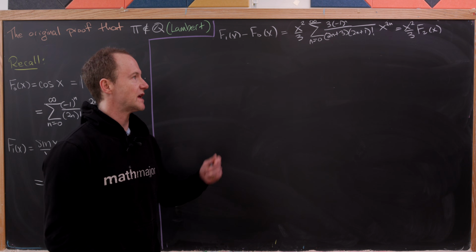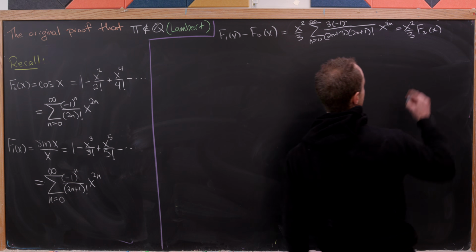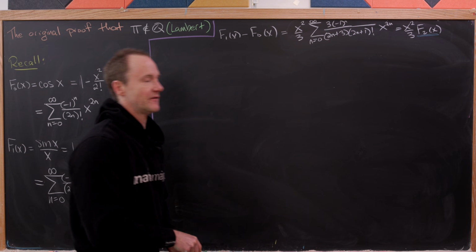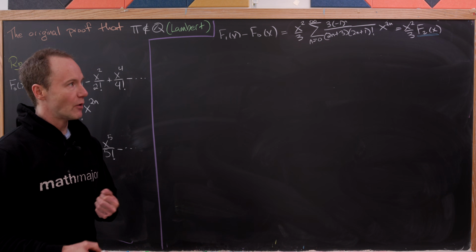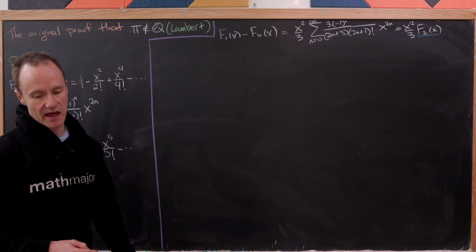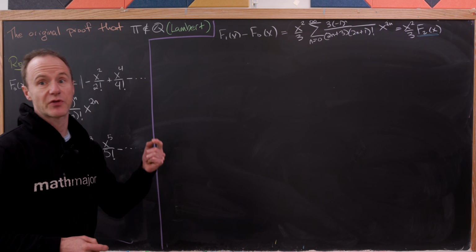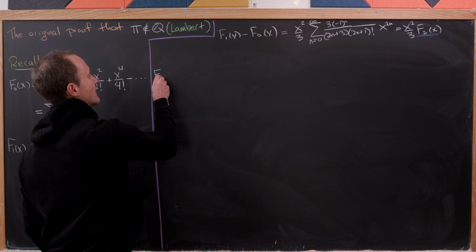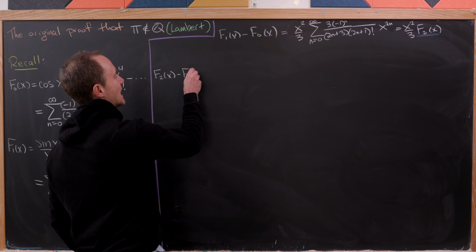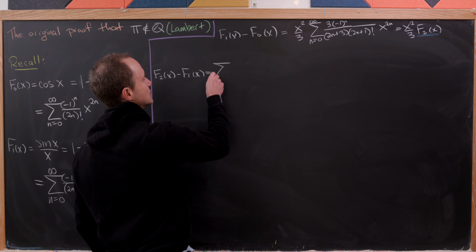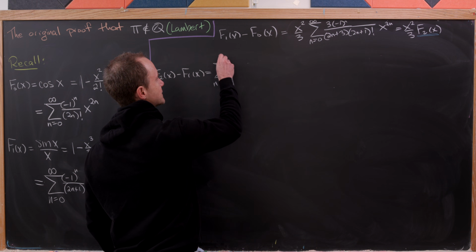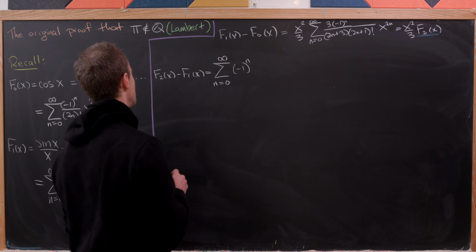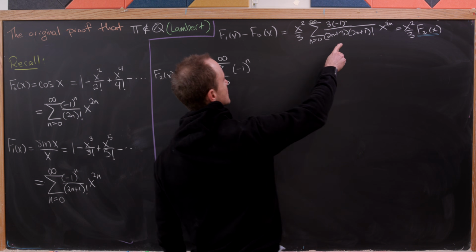So on the last board, we defined our f sub 2 function in terms of the difference of f1 and f0. And now what we'd like to do is continue that on and define our f sub 3 function in terms of f2 minus f1. So okay, let's look at that. So we'll have f2 of x minus f1 of x is going to be equal to the sum as n goes from 0 to infinity. Then we'll have minus 1 to the n. And then let's see, f sub 2 looks like this.